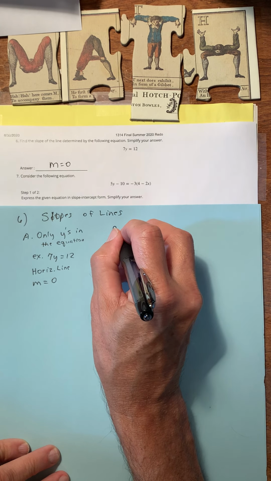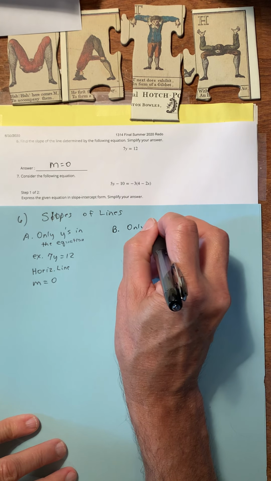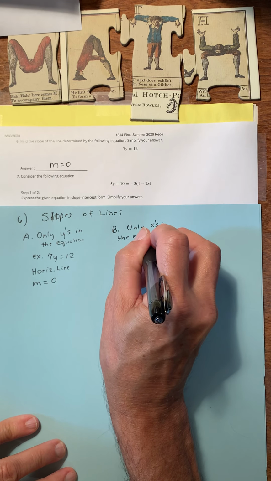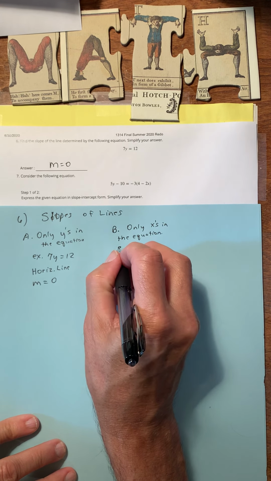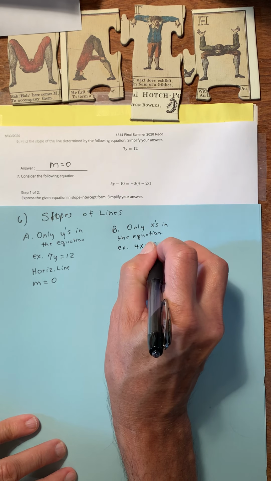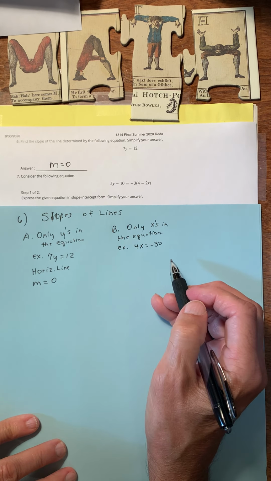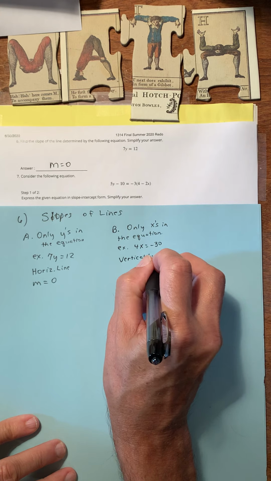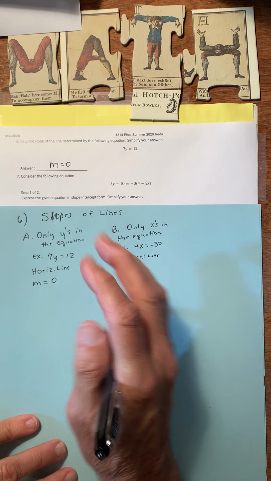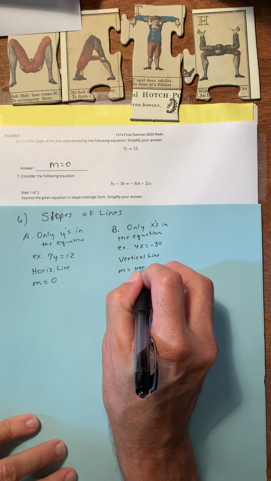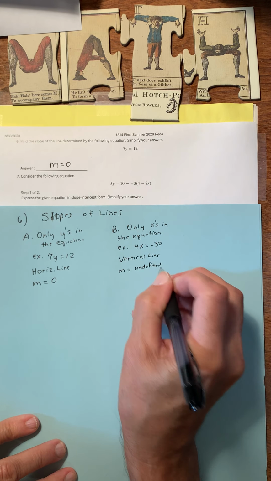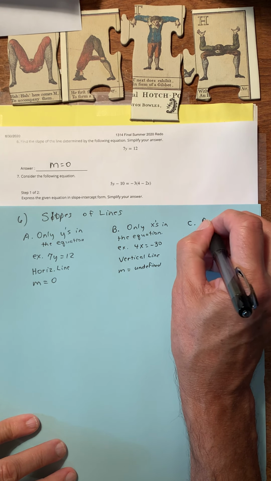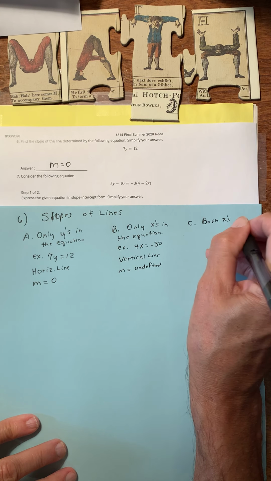Second occasion is only x's in the equation. Something like, I don't know, 4x equals negative 30. Just x's in this equation. When that happens, I have a vertical line, and the slope of a vertical line is undefined. So you only got x's, undefined. Only got y's, 0. The more common case is you have both x's and y's.